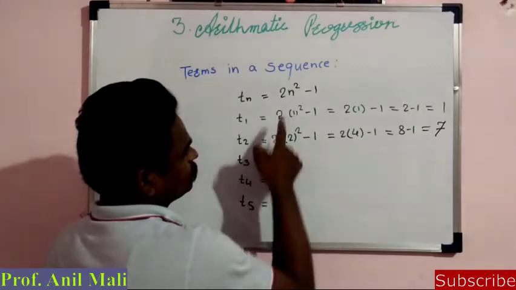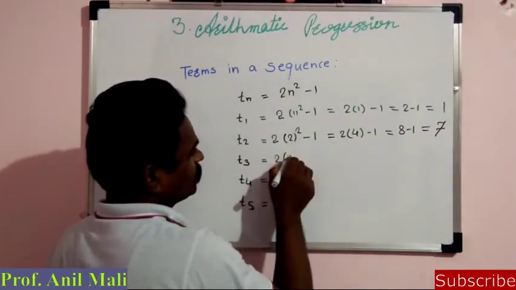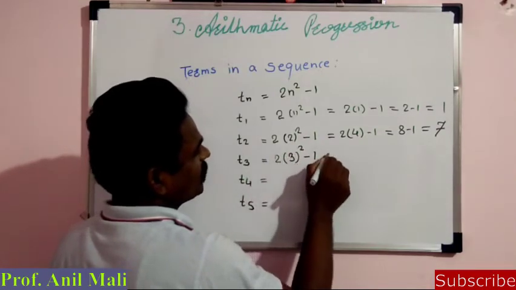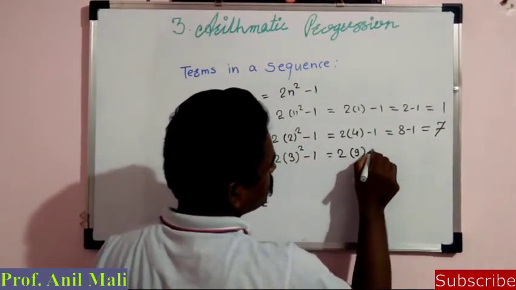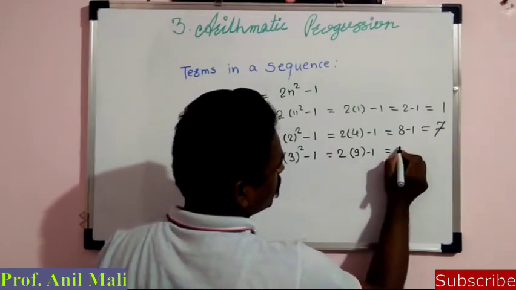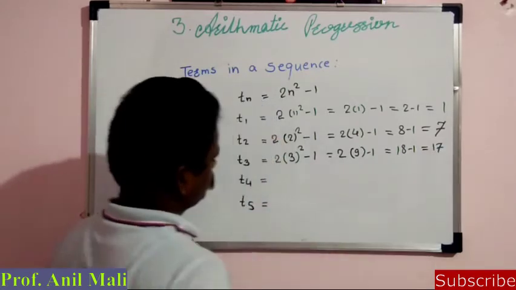Third term, 2 into, put n is equal to 3. So 3 square minus 1 is equal to 2 into 3 square is 9, minus 1. It is equal to 9 2s are 18 minus 1, is equal to 17.